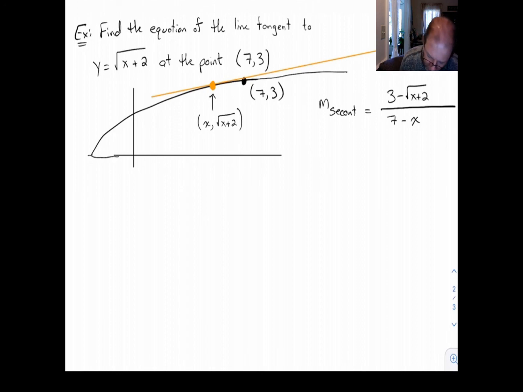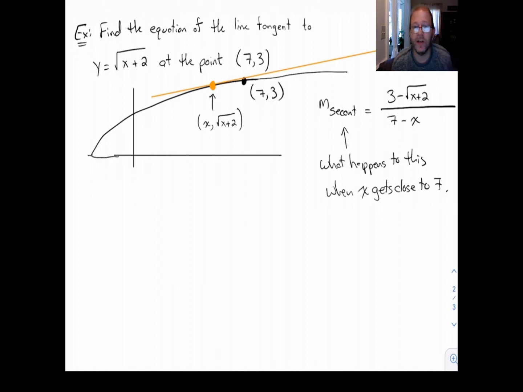What we need to do now is look at what happens to this when x gets close to 7. Of course, we can't just plug 7 in because that would give us 0 over 0. But we can plug in some really close numbers like 6.999, 7.001, and so on, and see what we get. Let's make a chart of those. So for x, then we'll look at the m secant. I'm just subscripting that m with secant.